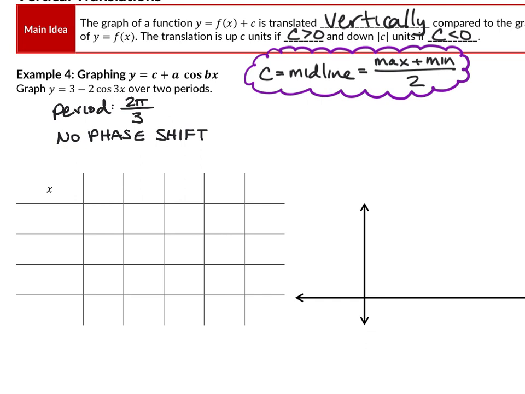Okay, so we know that the beginning of this graph is going to be at 0 because there's no phase shift, and the period is 2 pi over 3, so I know that those are my starting and ending values. Halfway in between them is pi over 3, halfway in between that, pi over 6, so if I add that again, it ends up being pi over 2.